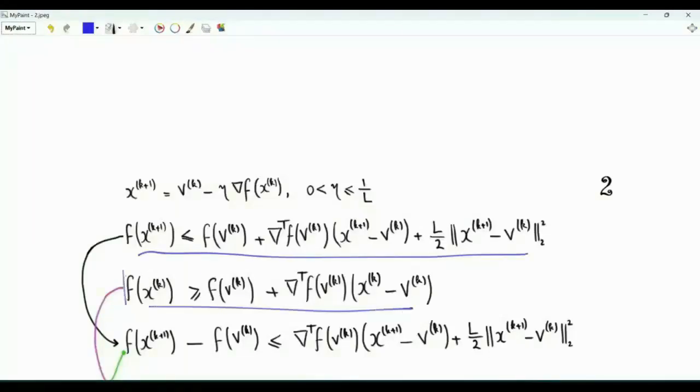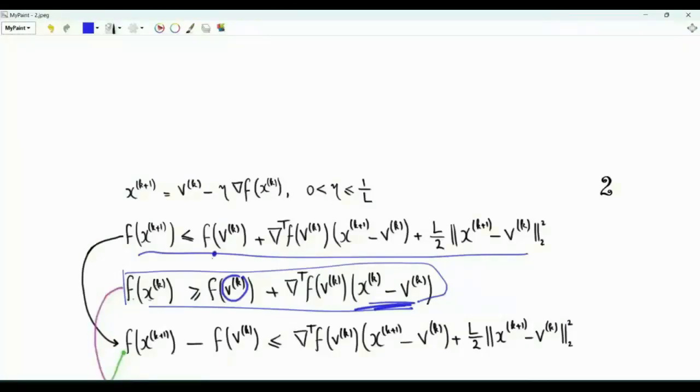Here are the two inequalities. The inequality due to convexity is applied to x of k and v of k. F of x of k is greater than or equal to f of v of k plus the inner product between the gradient evaluated at v of k and x of k minus v of k.